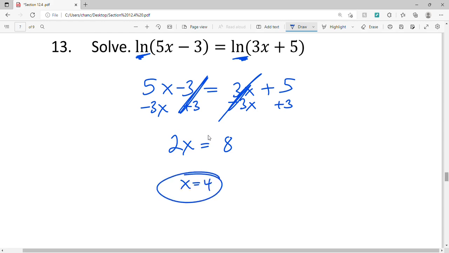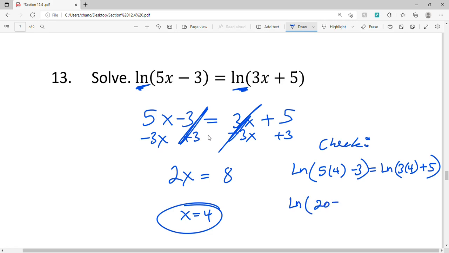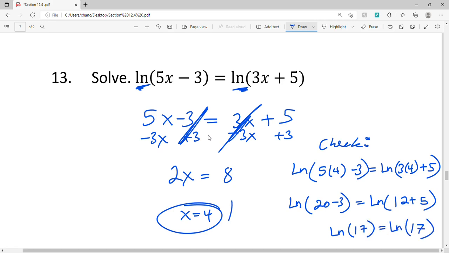Now we have to still check our work. Let's check it in the original. You always have to use the original. The natural log of 5 times 4 minus 3, is that equal to the natural log of 3 times 4 plus 5? On the left we have the natural log of 20 minus 3. Is that equal to the natural log of 12 plus 5? And yes, that's true. Both sides are natural log of 17 equals natural log of 17. So x equals 4 is a good solution.